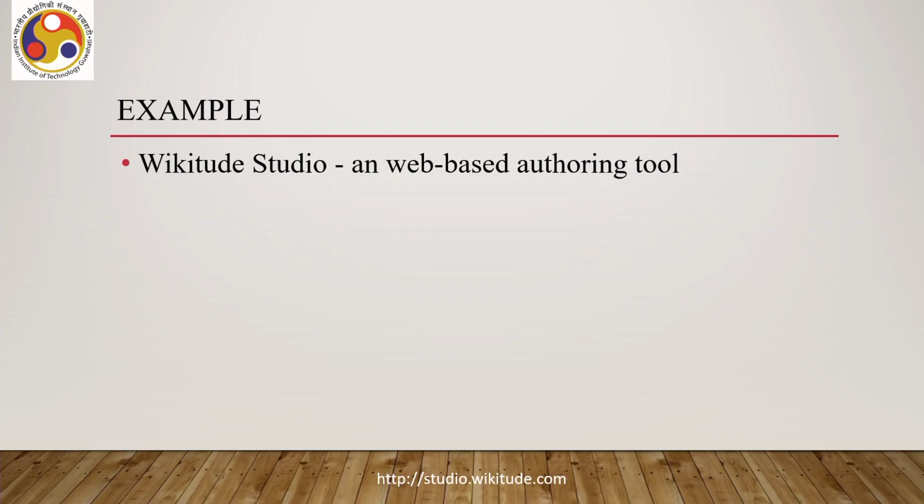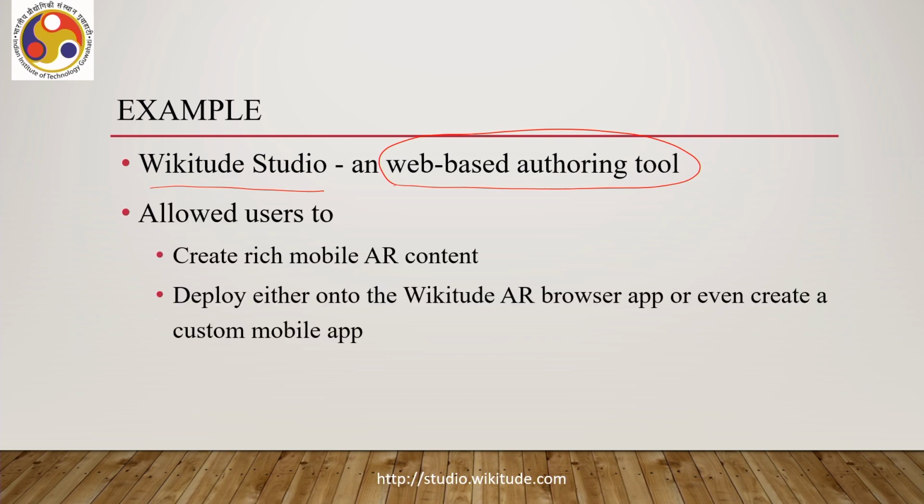An example of such standalone authoring tools is the Wikitude Studio. It is a web based authoring tool. It allowed users to create rich mobile AR content and also deploy either onto the Wikitude AR browser app or even create a custom mobile app. So, the user can either develop a system and deploy on a browser app or can build and deploy it as a mobile app. The Studio is a package that comes with all these supports.